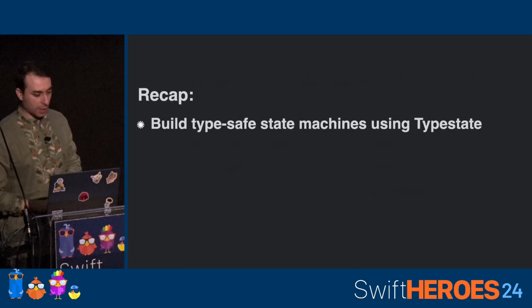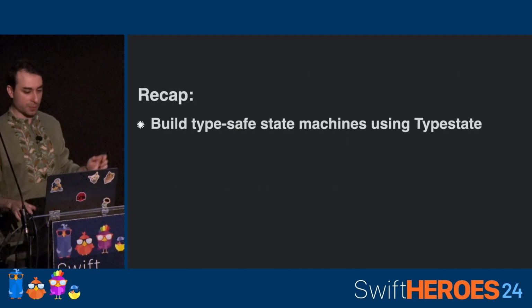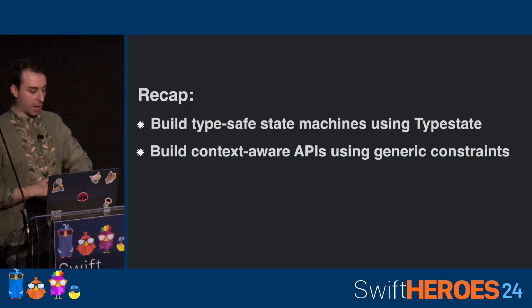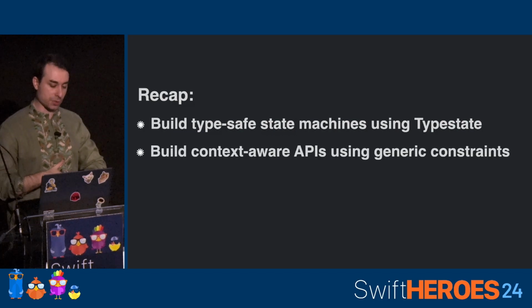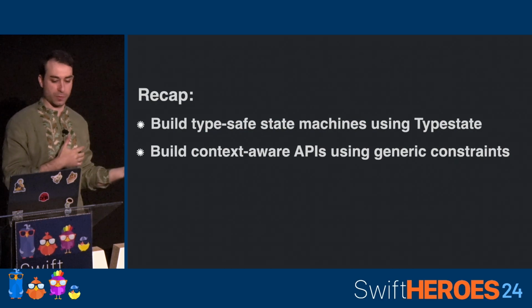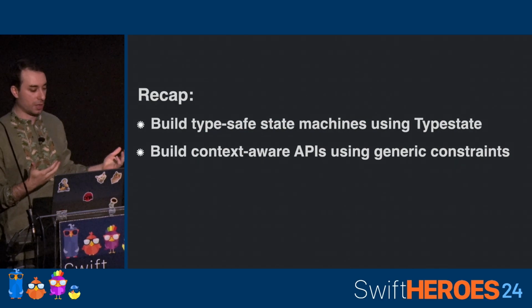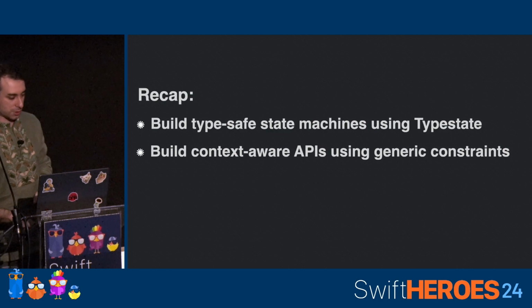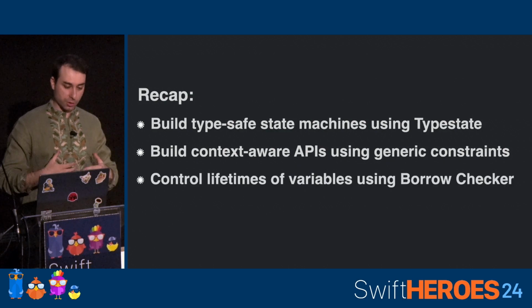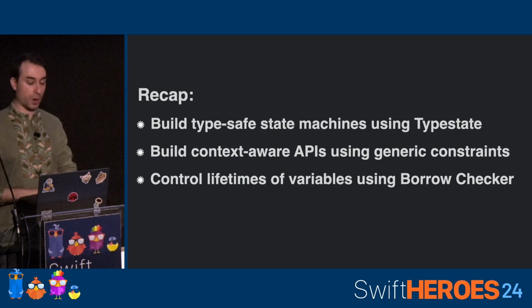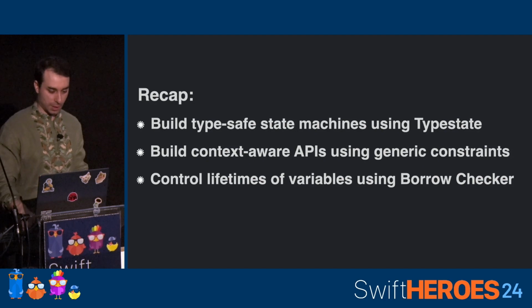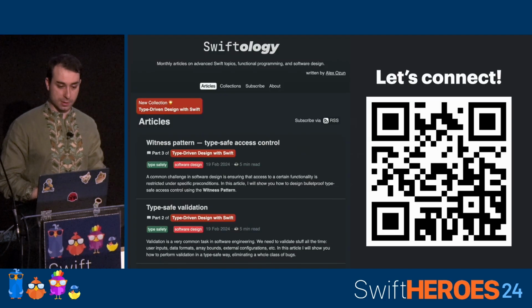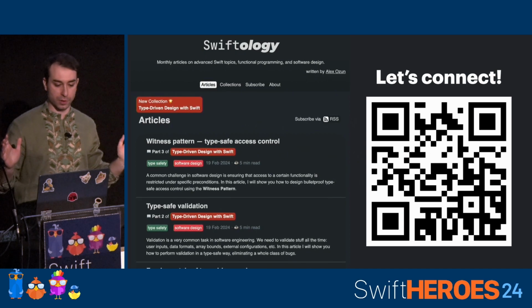So, a quick recap. You can build type-safe state machines using Typestate. You can build context-aware APIs using generic constraints. It doesn't need to be using the borrow checker; you can just use generic constraints to enforce context-aware APIs. You can control lifetimes of your variables using the borrow checker. Oh yeah, and that's the end, really.